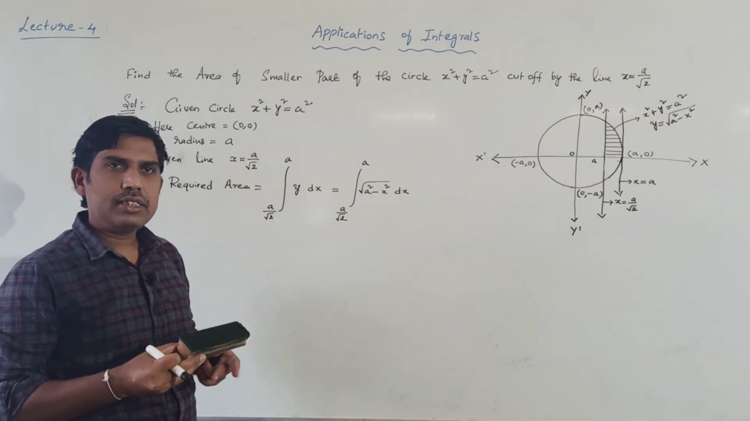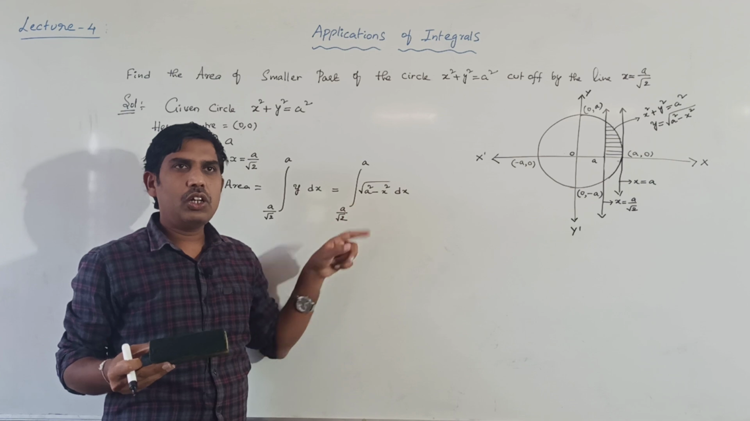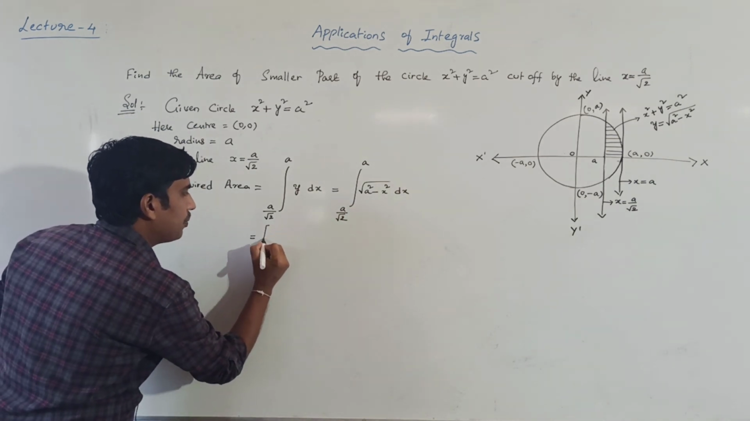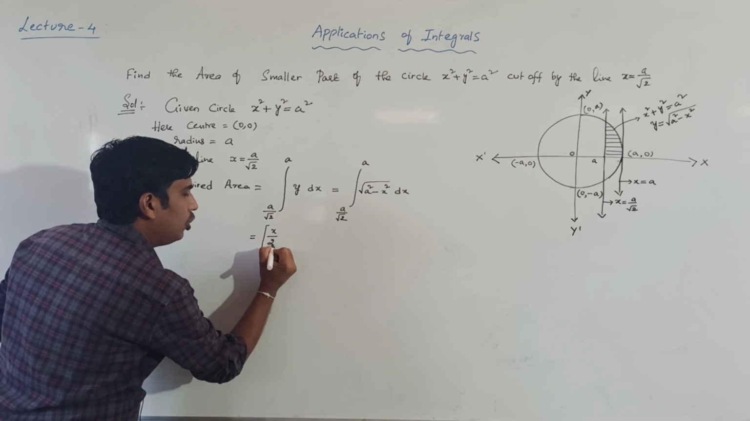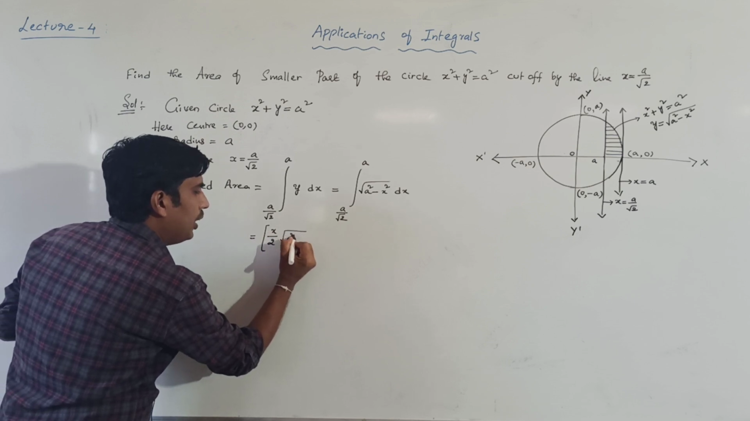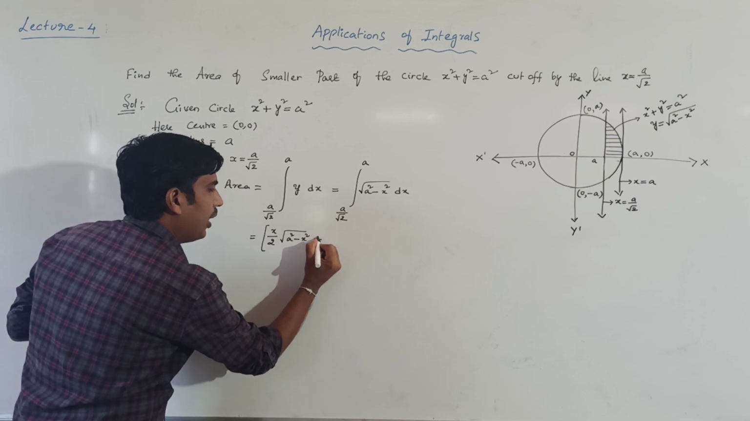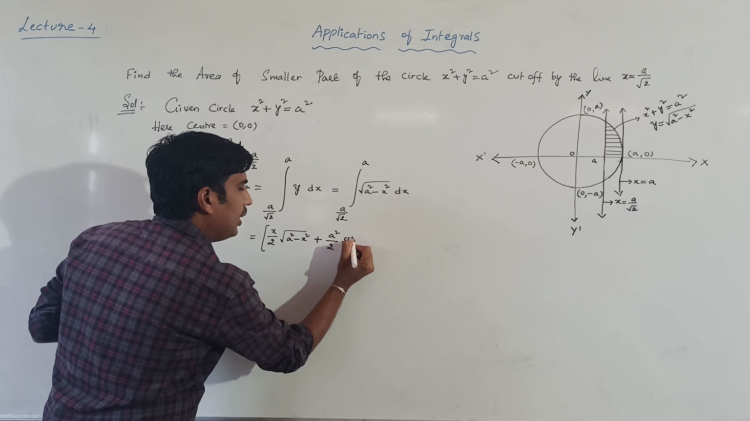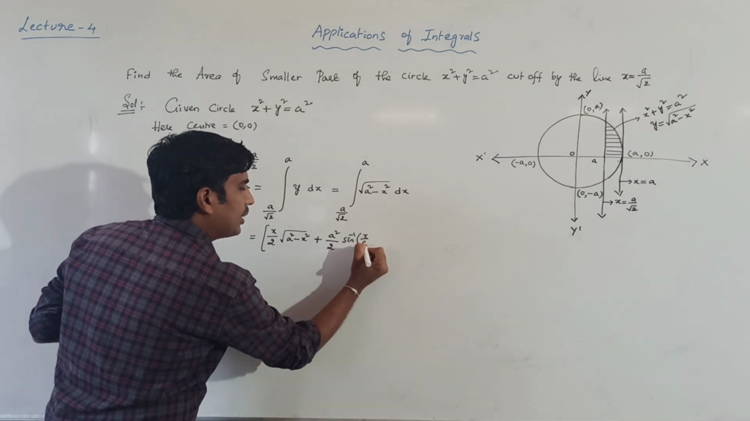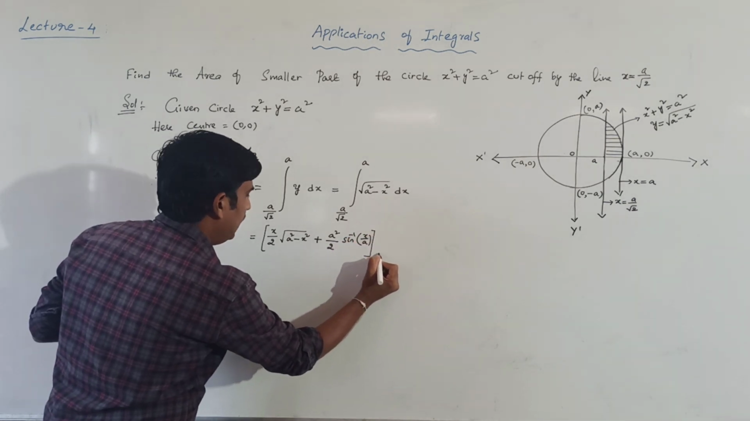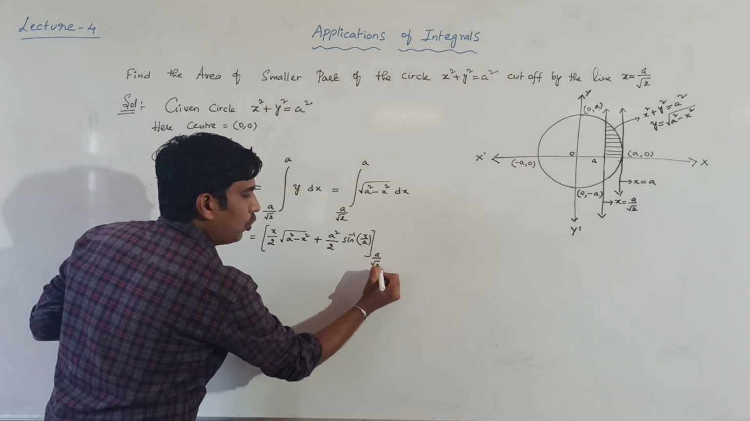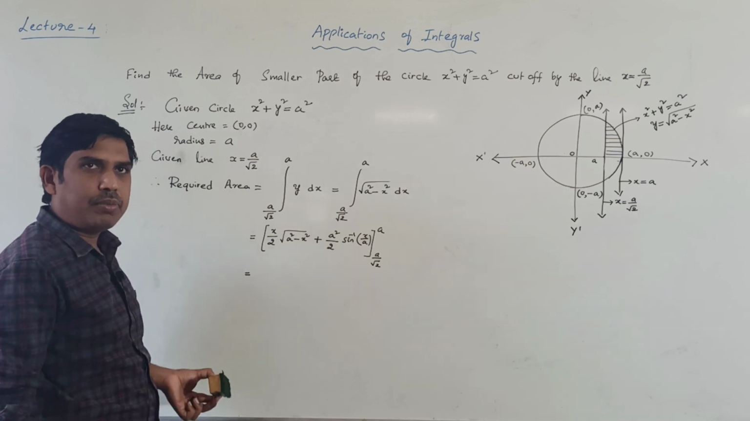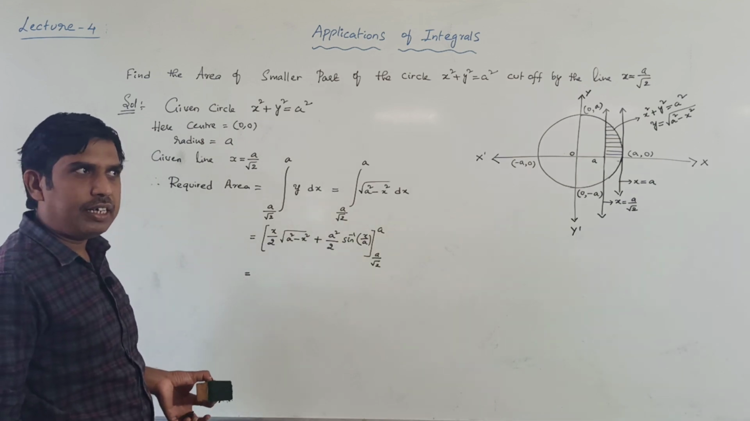In integrals we have the formula: integral of root over a square minus x square is x by 2 root over a square minus x square plus a square by 2 sin inverse of x by a. So the limits are from a by root 2 to a. So simplify that by applying the upper limit and lower limit.